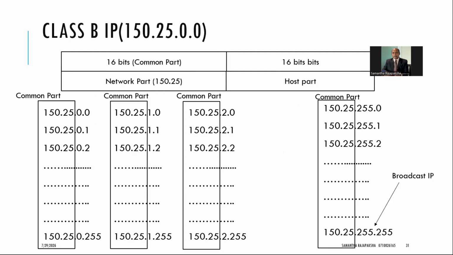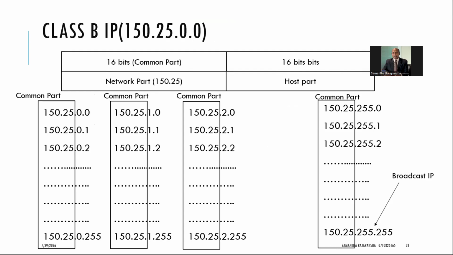If you take this one, now this is a class B IP. We know that for class B IP we allocate 16 bits for the network, 16 bits for the host. Then how many IPs are you getting? 2 to the power 16. That means there will be 65,536 IPs.